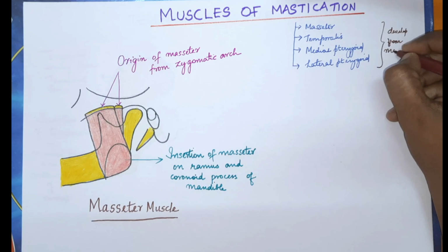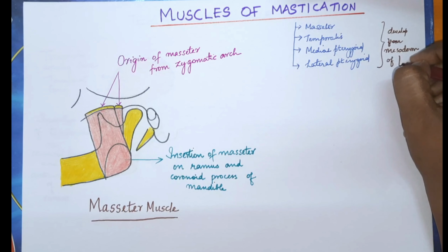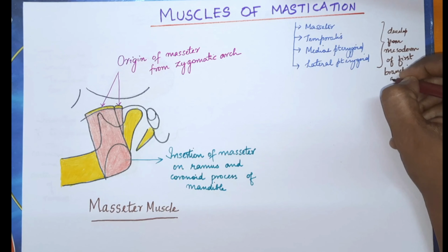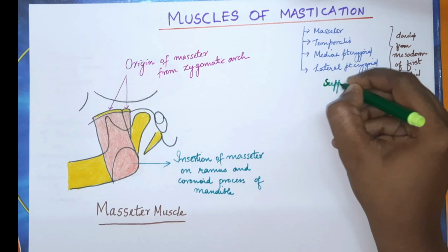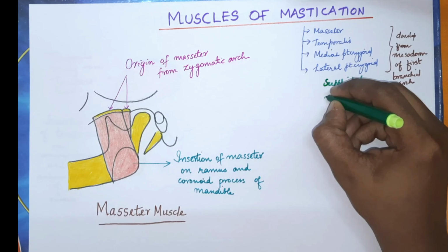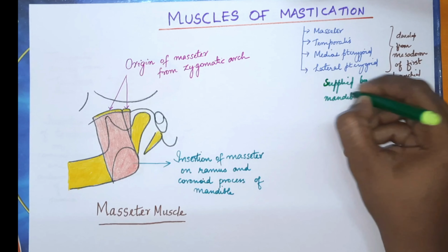Muscles of mastication develop from the mesoderm of the first branchial arch, and they are supplied by the mandibular nerve, which is the nerve of the first branchial arch.